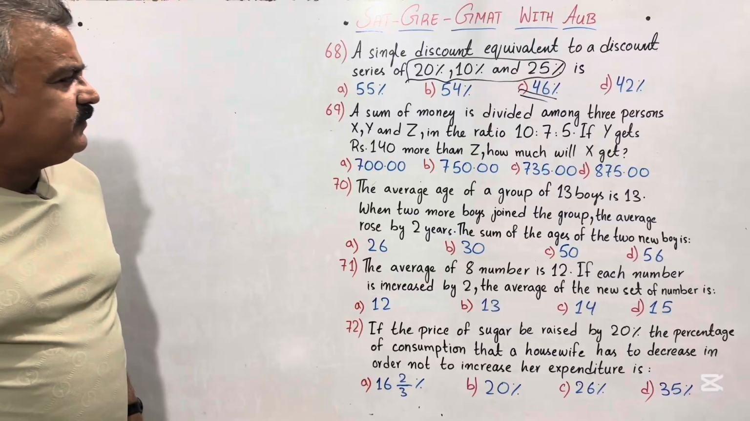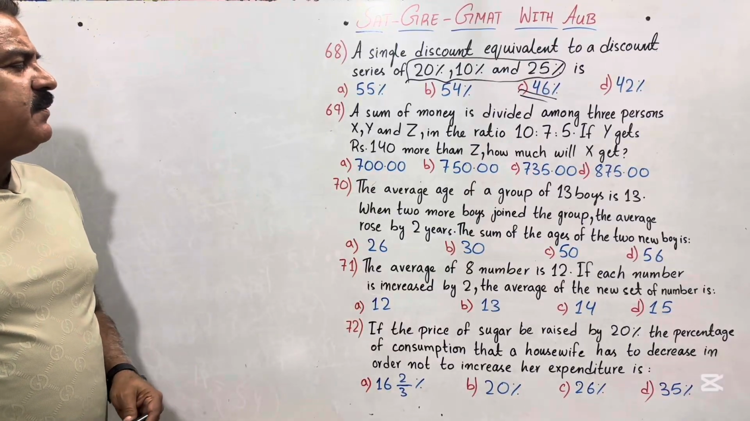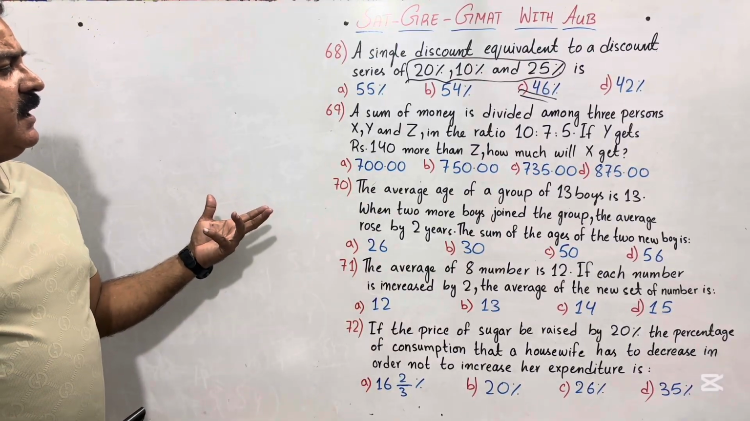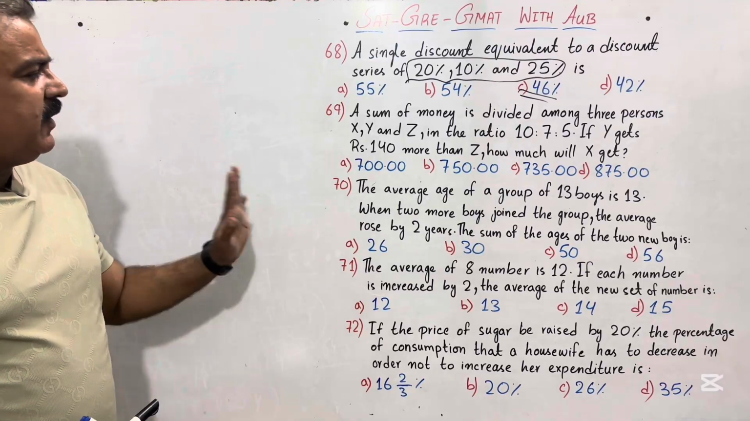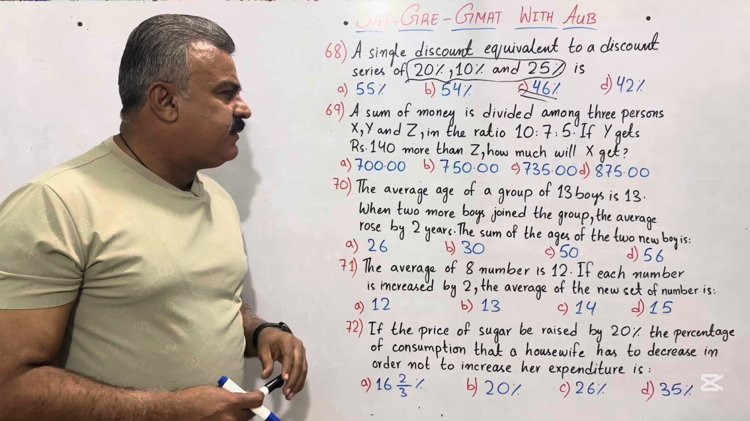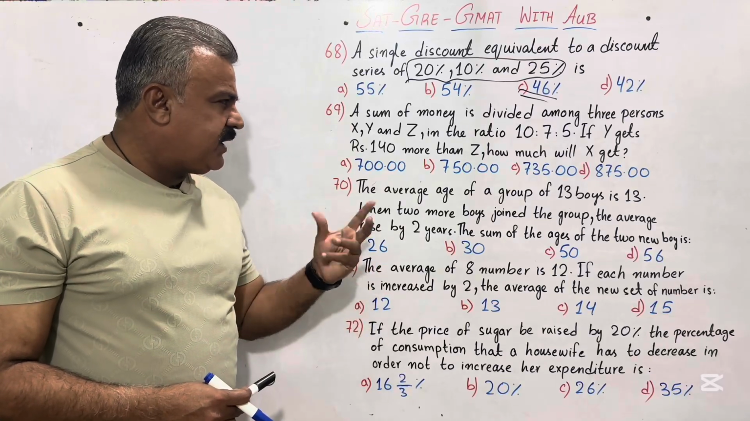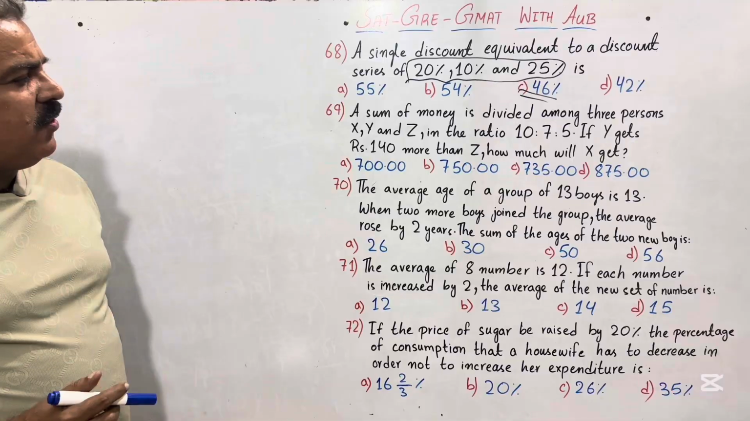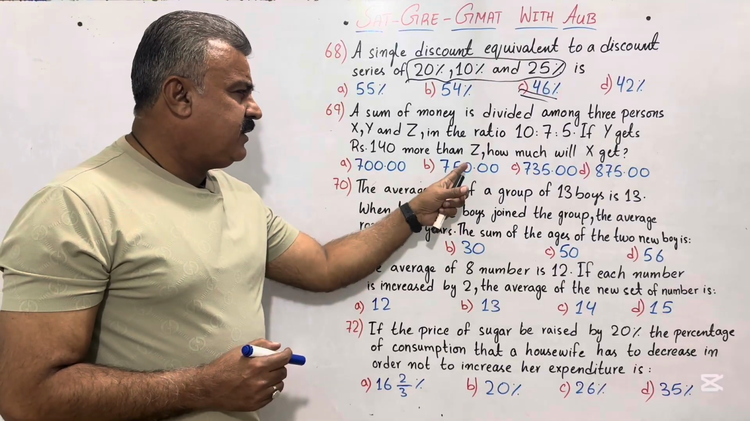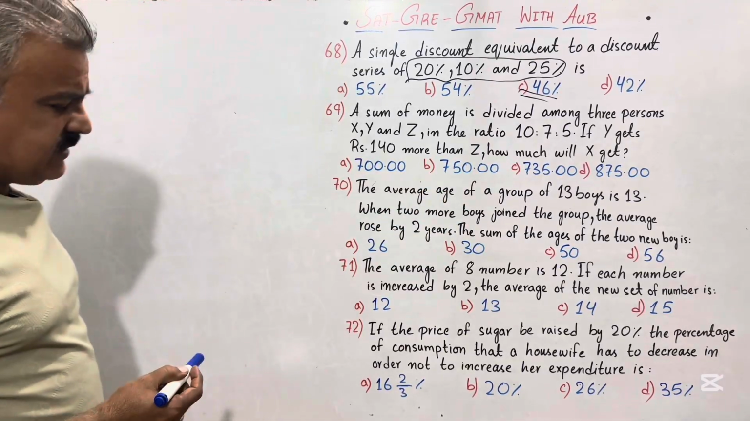A simple question. A sum of certain money, we have no idea how much the amount of money is to be divided among three persons. We have been given merely the ratio 10, 7, 5 and one connecting link, the dots that we have to connect: Y gets 140 rupees more than Z.